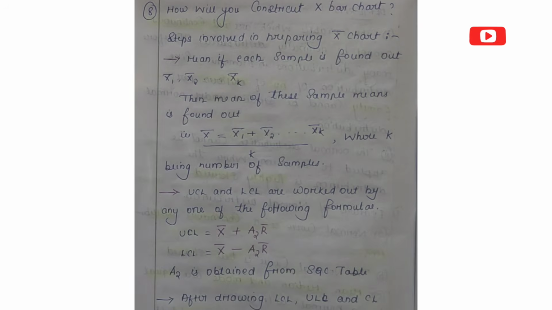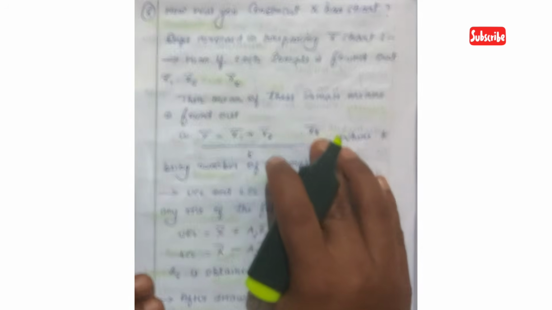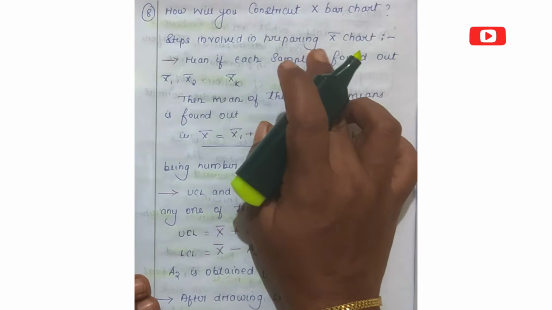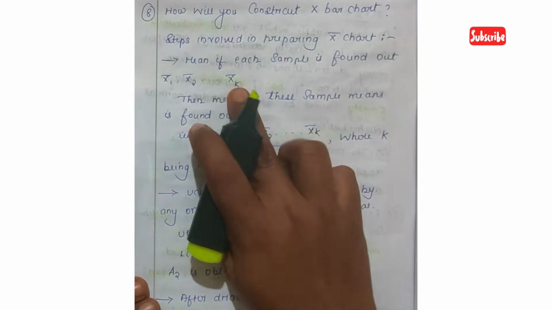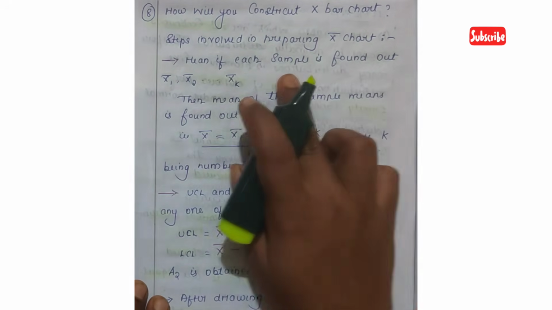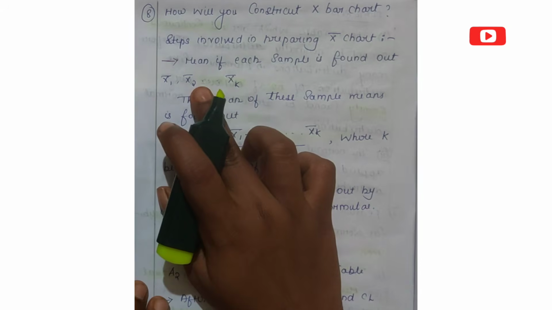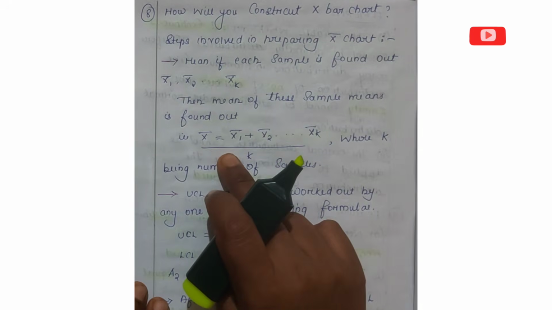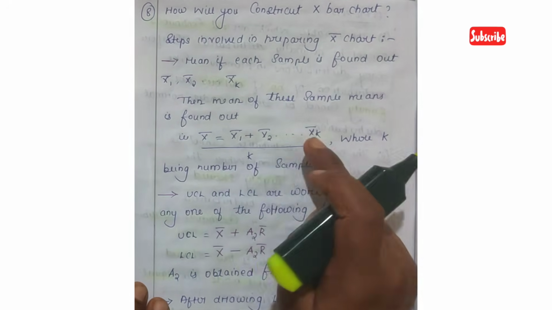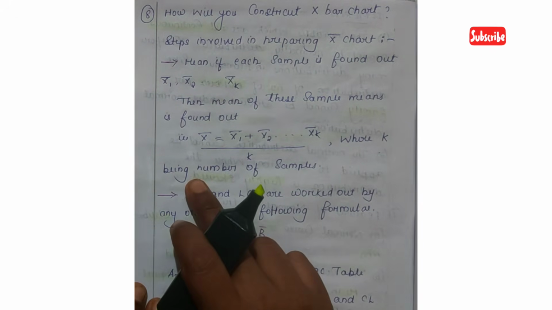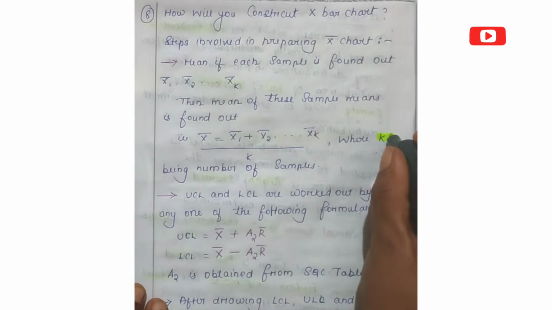Question, how will you construct X bar chart? Steps involved in preparing mean chart. Mean of each sample is found out: x bar 1, x bar 2, up to x bar k. Then mean of these sample means is found out, x double bar is equal to x bar 1 plus x bar 2 up to x bar k divided by k, where k is the number of samples.